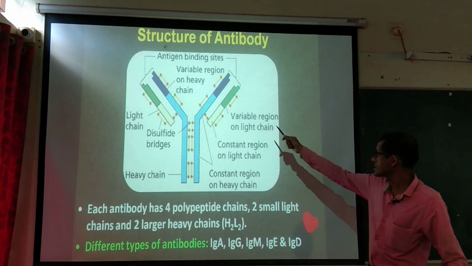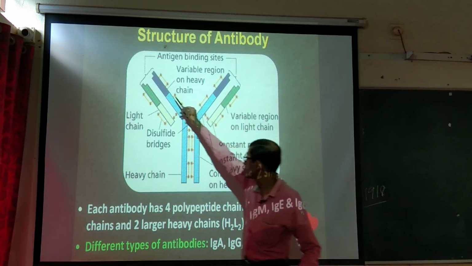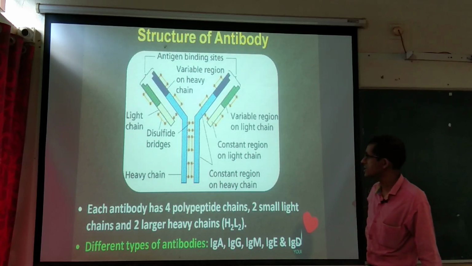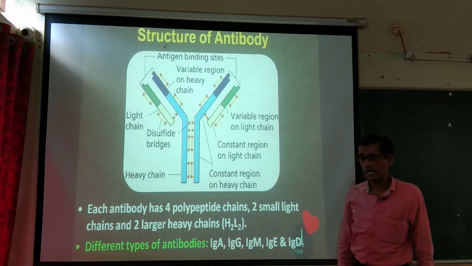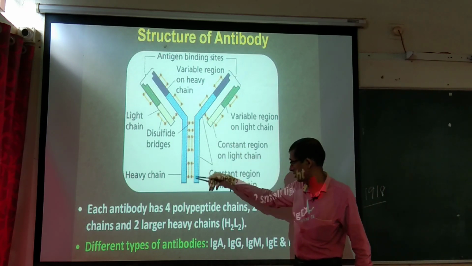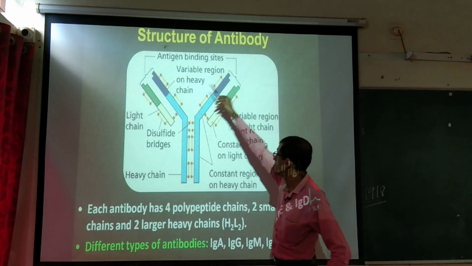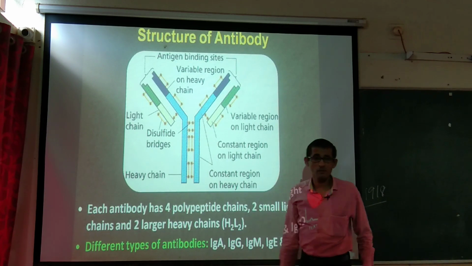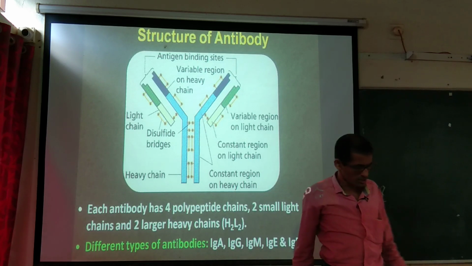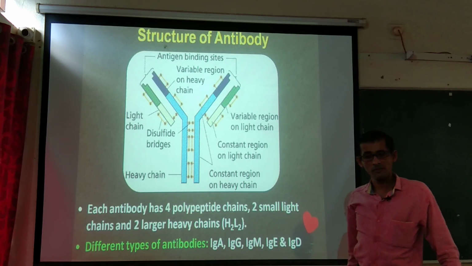So, this is the heavy chain, this is the light chain, and these are the variable regions of the heavy and light chains. Variable region means these regions are unique to a particular antibody. This is the constant region of the light chain and the constant region of the heavy chain. In this region we can observe the binding of antigen. So, the antigen will bind to this portion, isn't it. As a result of the antigen-antibody reaction, neutralization of the antigen takes place.